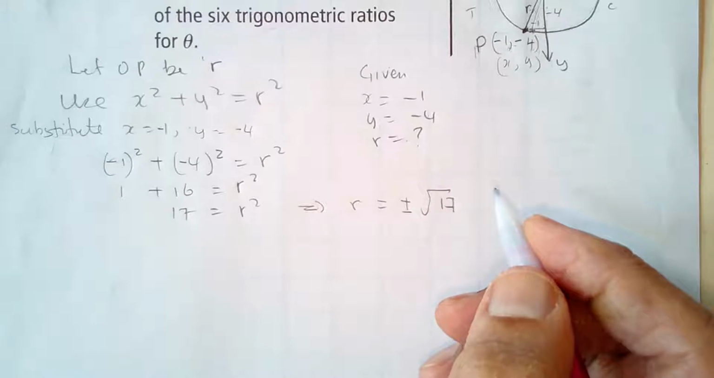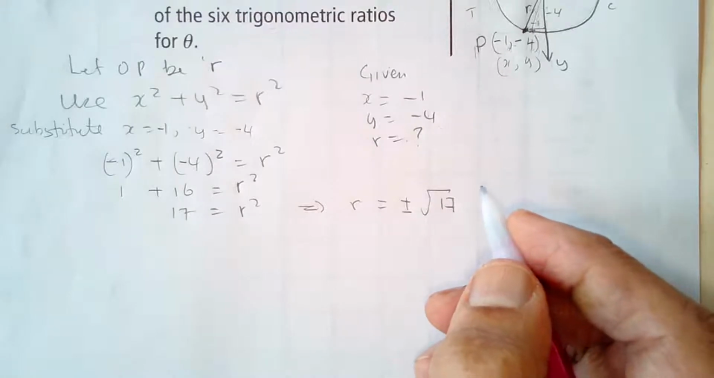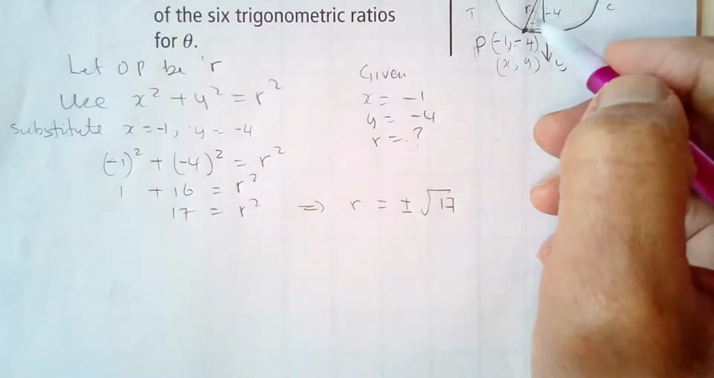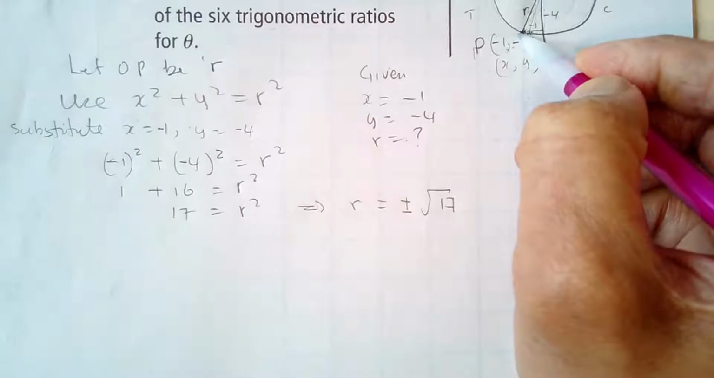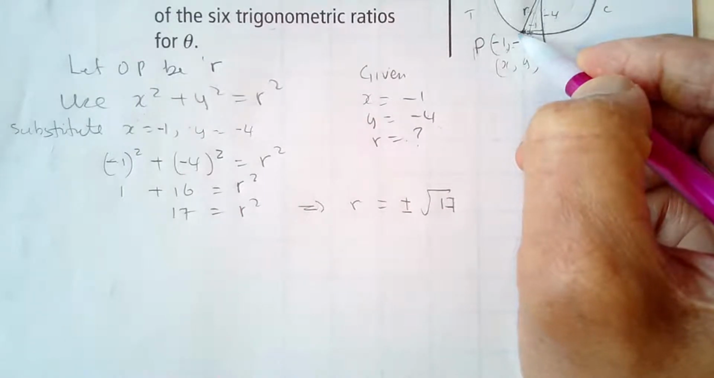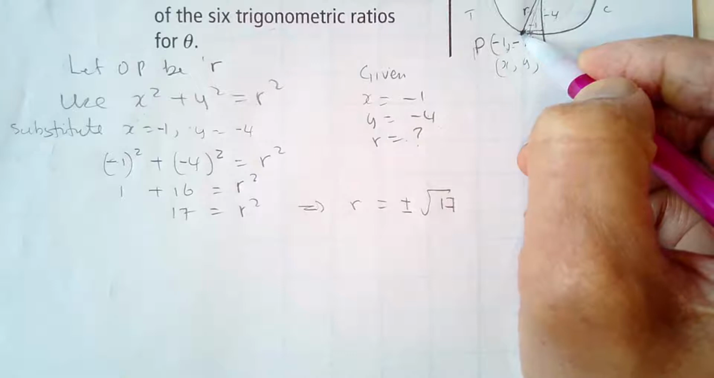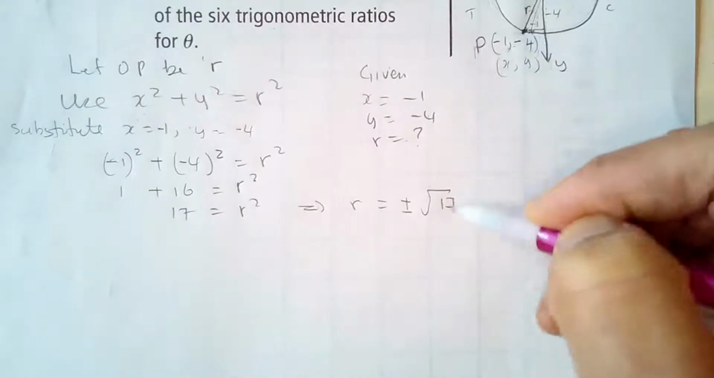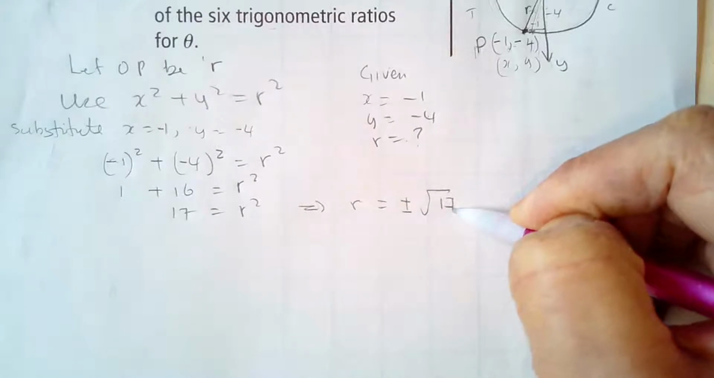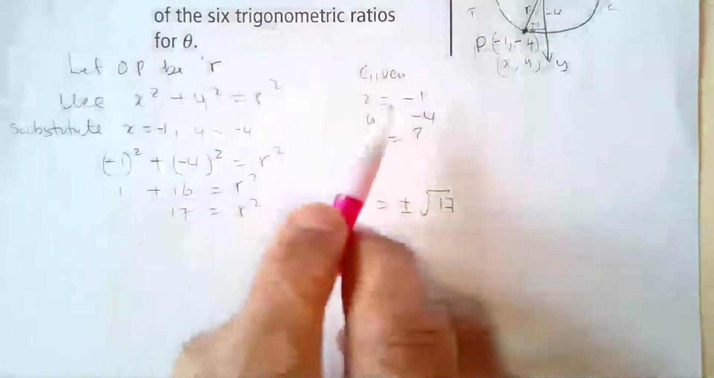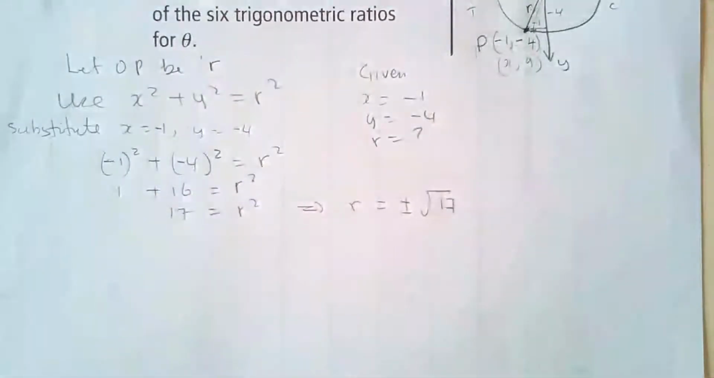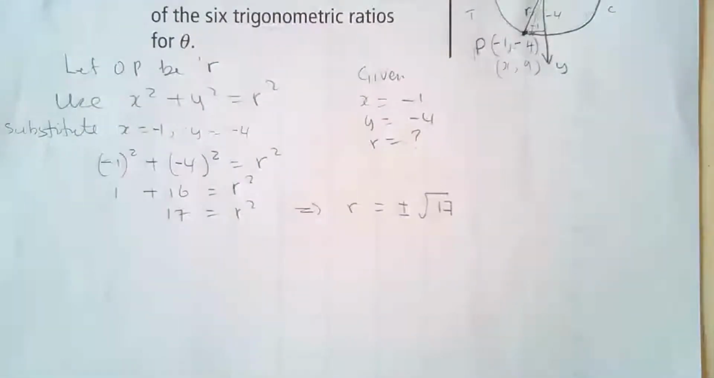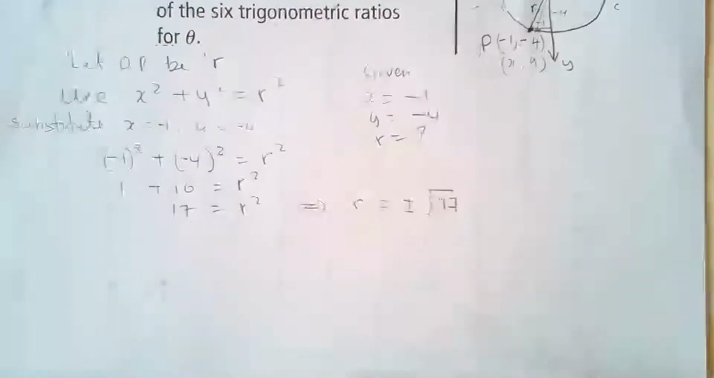But remember, we are in quadrant 4. So sine will be negative and cosine will be negative here. That's where we will use our negatives. And it will make sense because you will see your x values here. What I mean by that.